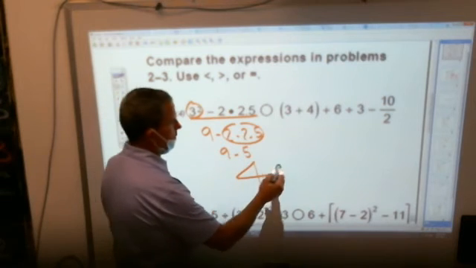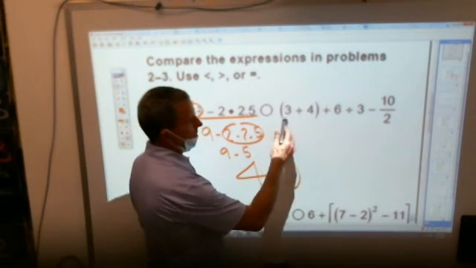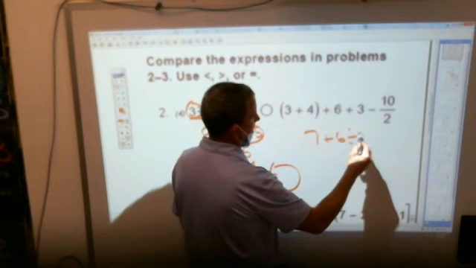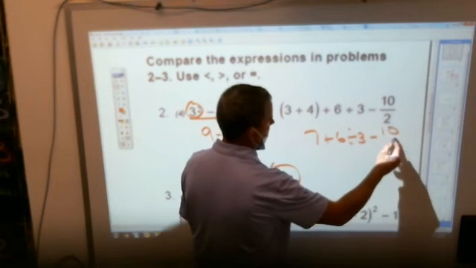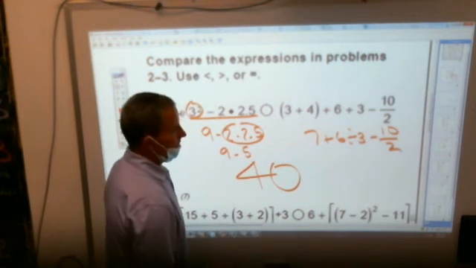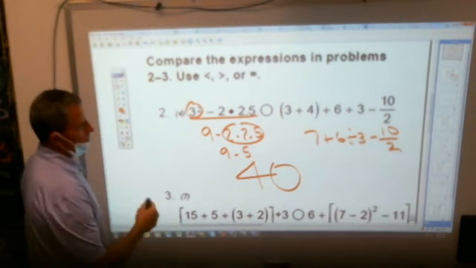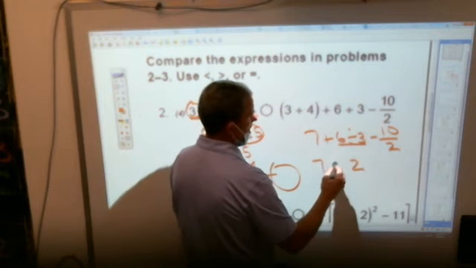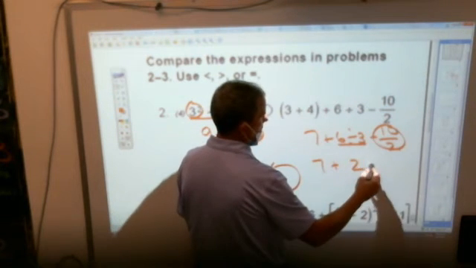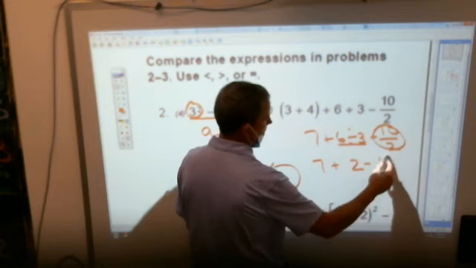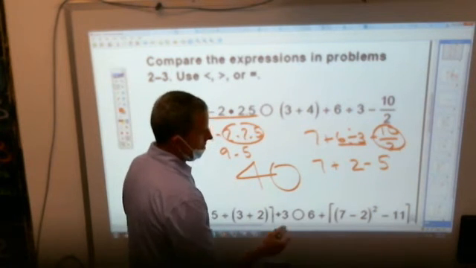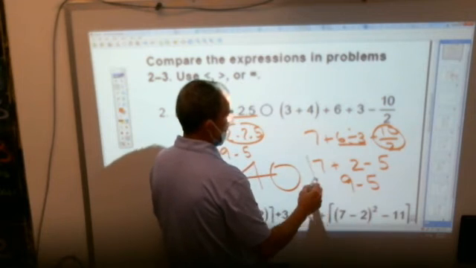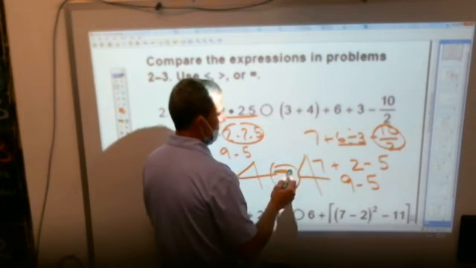Over here, we're going to compare that to whatever we get over here. 7 plus 6 divided by 3 minus 10 divided by 2. Left to right, you have to do division first. 6 divided by 3 is 2. 10 divided by 2 is 5. 7 plus 2 is 9, and 9 minus 5 is 4. These are equal.